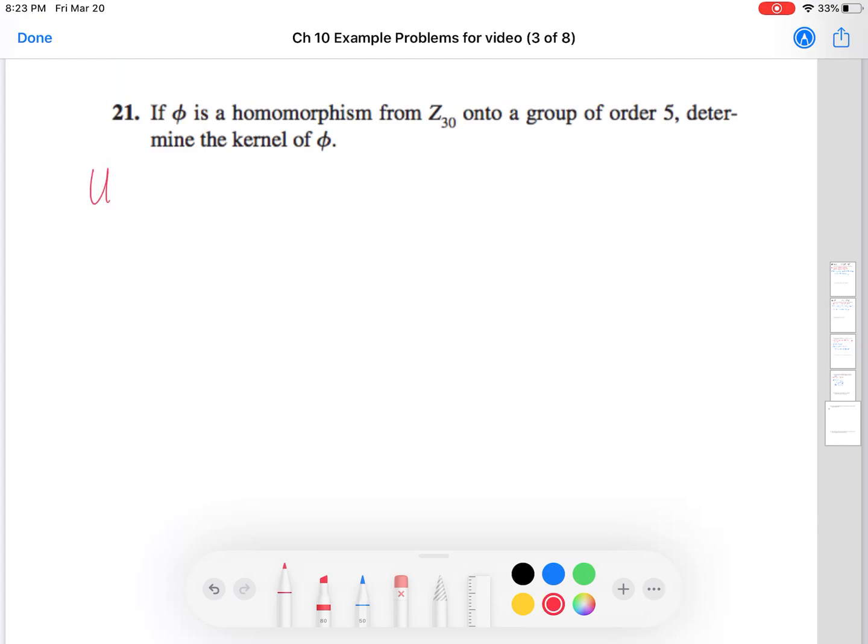Well, for this one, we are going to use a theorem again. We are going to use theorem 10.3 as we work this problem. From this theorem, we know that the order of Z30 divided by the kernel of phi equals 5, which tells us that the order of the kernel of phi has to be equal to 6.